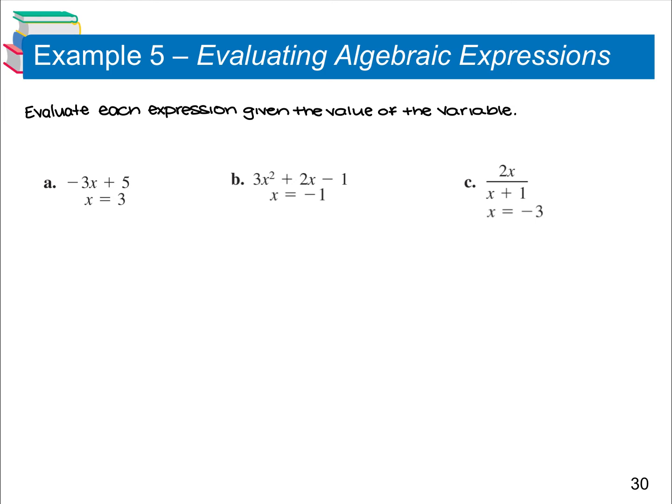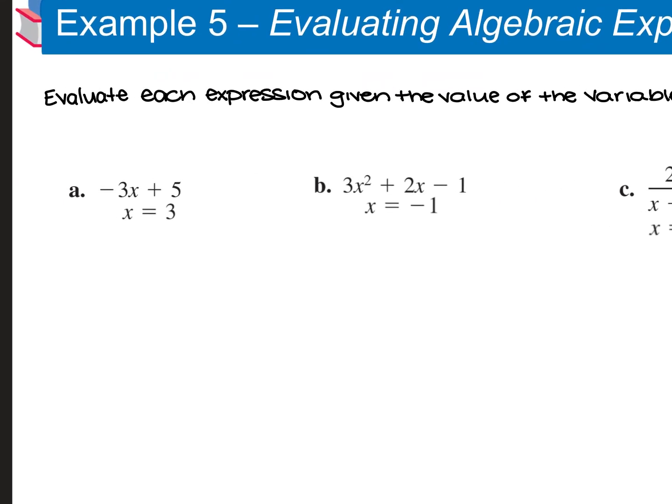With our next example, we're going to be given an algebraic expression and what that variable is equal to. We're going to substitute in that value for the variable and simplify. So in example A, we're given negative 3x plus 5 where x is equal to 3. Plug it in, simplify. So this is going to give us negative 3 times 3 plus 5.